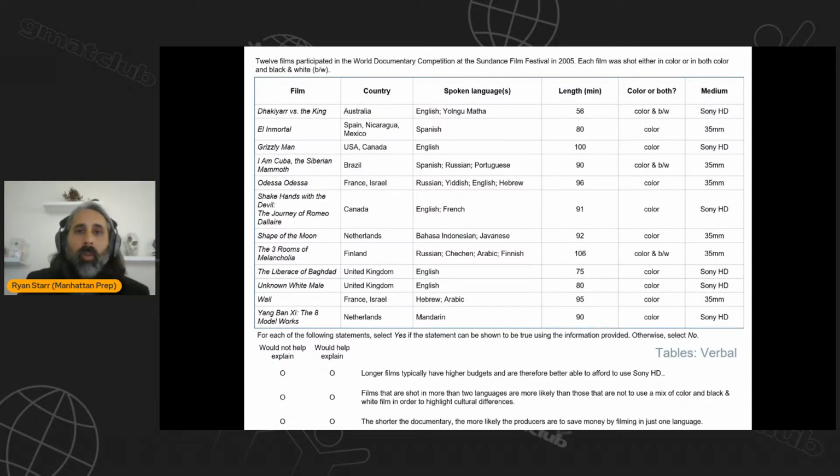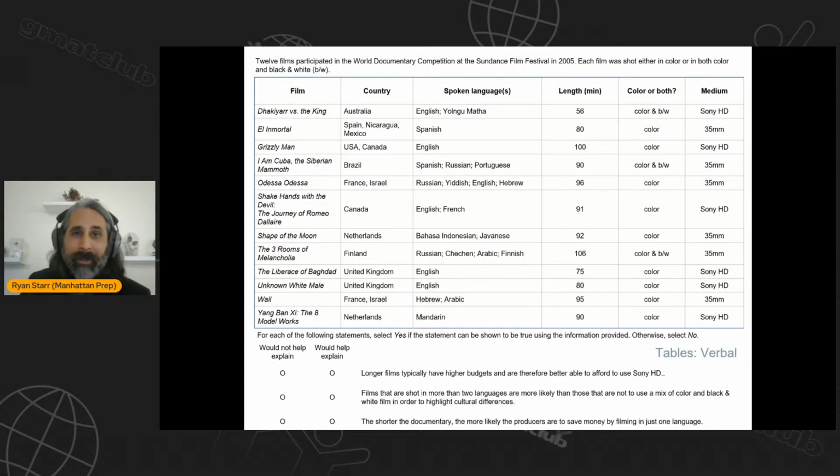But one thing that they do in logic-based table questions a lot is explicitly set them not in the real world, right? Like this one is set literally at the Sundance Film Festival in 2005. It doesn't get any more real world than that, and they may not be quite that specific in their real world settings of table questions on the actual exam.